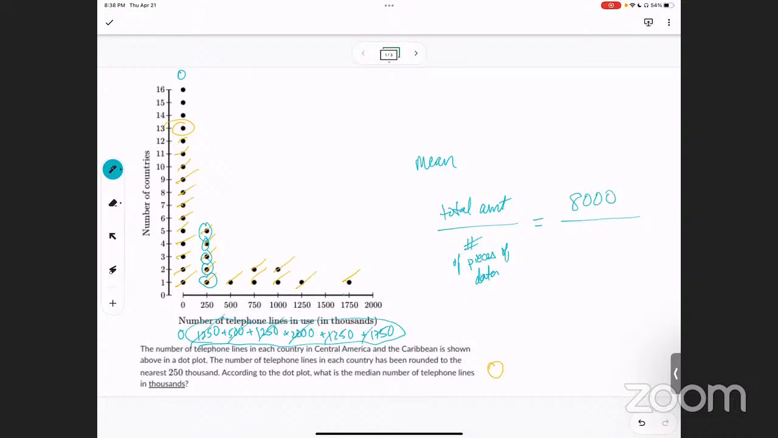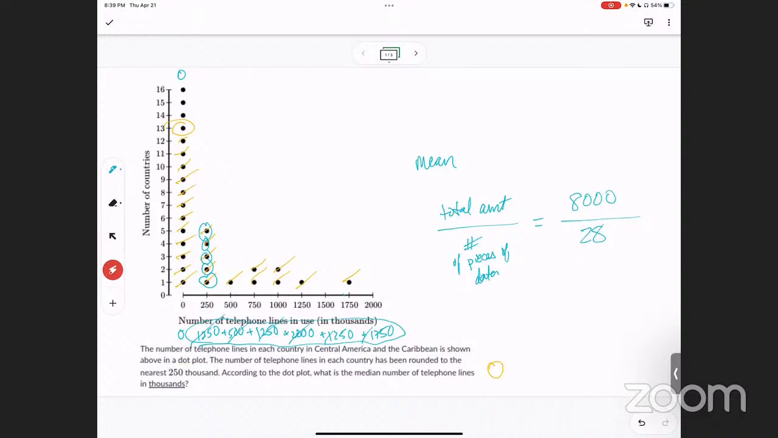Okay. And then the number of data points, you just count them. There's 16, 17, 18, 19, 20, 21, 22, 23, 24, 25, 26, 27, 28. It would be divided by 28. So 8,000 divided by 28, that would be your mean. But it would be your rounded mean, because notice that this has been rounded. Because these countries don't really have 0 telephone lines. It's closer to 0 than it is to 250,000. You get what I'm saying? Yeah. That's all that means.